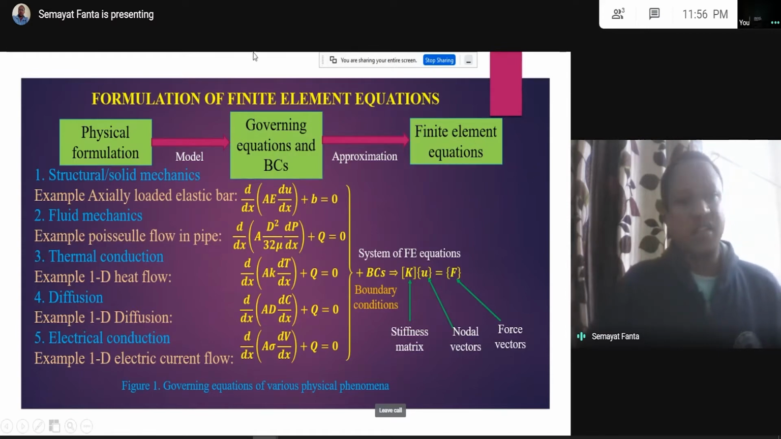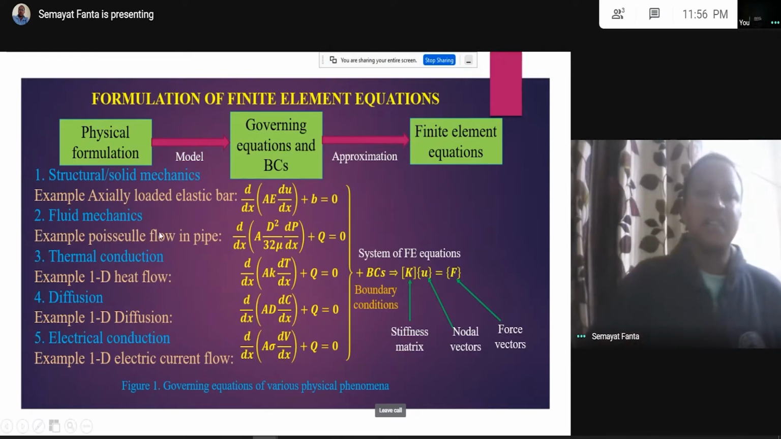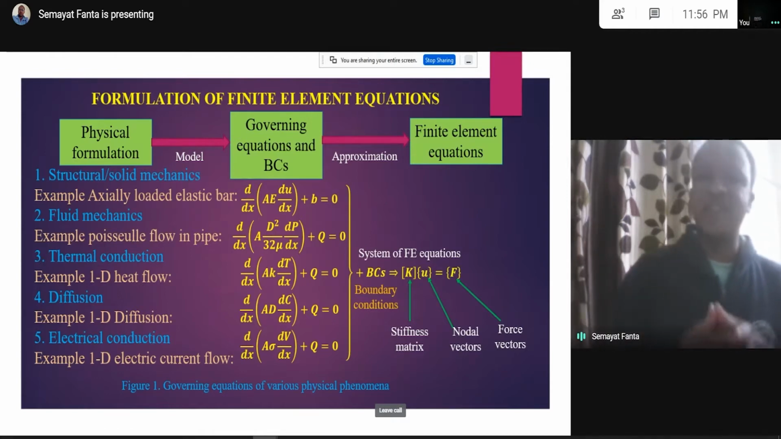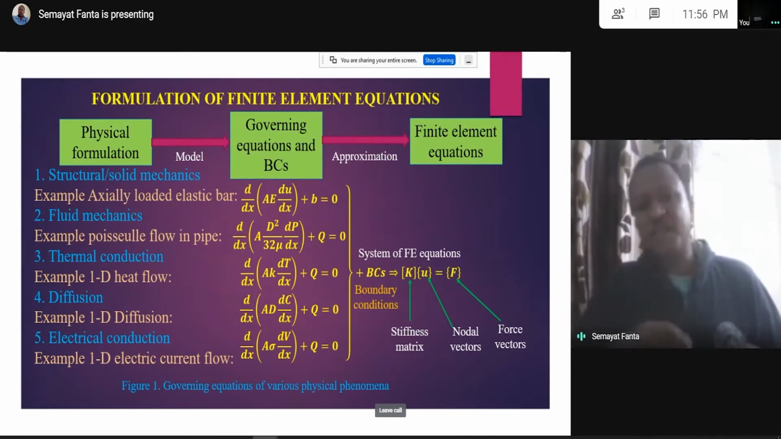Among the types of problems, the physical domains which we use for this, is the structural domain in the case of solid mechanics. For example, assuming the axially loaded elastic bar. Okay, so when the bar is loaded axially, that is under the category of structural or solid mechanics problem type.